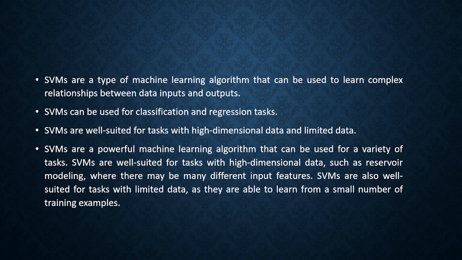All these things can be analyzed if you have a good amount of data. SVMs are also well suited for tasks with limited data, as they are able to learn from a small number of training examples. Artificial intelligence is always about, first of all, being trained through machine learning. Then it will start analyzing the outcomes from the inputs you give. So first of all, it has to learn from the available data, and with that it is going to provide you the insights.